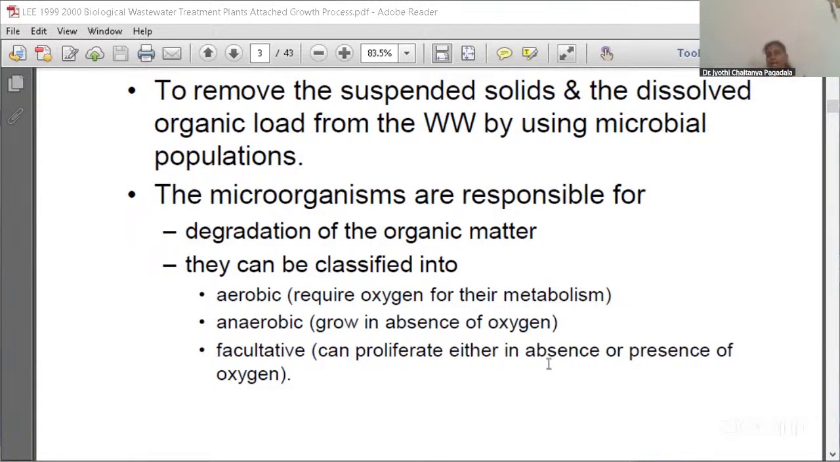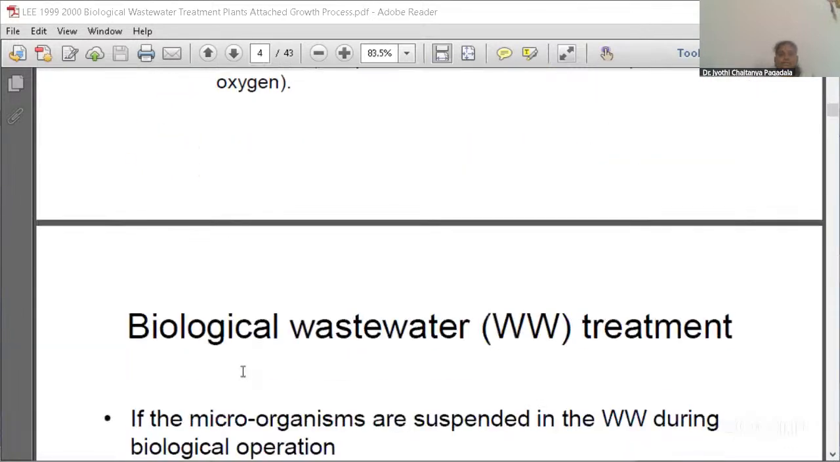The microorganisms are responsible for degradation of organic matter and can be classified into three: aerobic, which requires oxygen; anaerobic, which grows in the absence of oxygen; and facultative, which can proliferate either in the absence or the presence of oxygen.